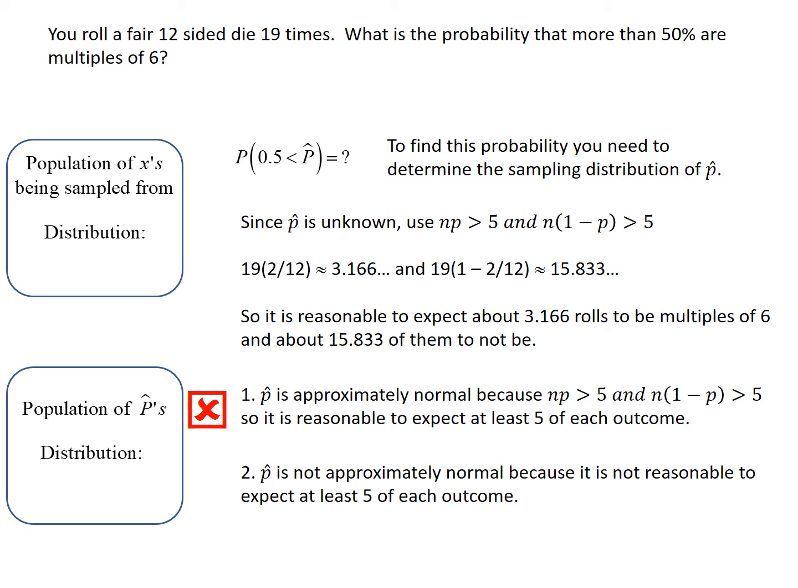So we cannot say that p hat is approximately normally distributed. Okay, so we're left with the distribution of p hat being unknown, meaning if this probability that p hat is greater than 0.5 was a probability I needed to figure out, we wouldn't be able to do it with the tools that are in this class.